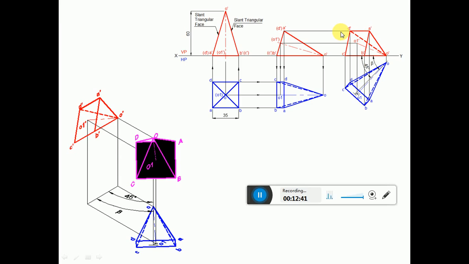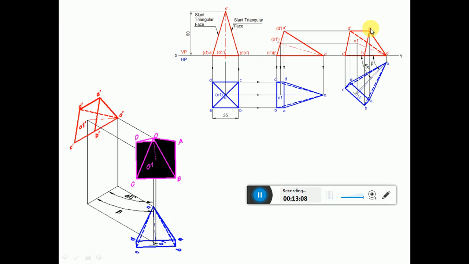Now you join A dash to B dash, B dash to C dash, C dash to D dash and D dash to A dash with a continuous thin line, and join O dash to A dash, O dash to B dash, O dash to C dash is already joined, and O dash to D dash with a continuous thin line. Similarly, you mark this center line with a big dash and small dash. Once you complete this, now we have to apply visibility and invisibility.